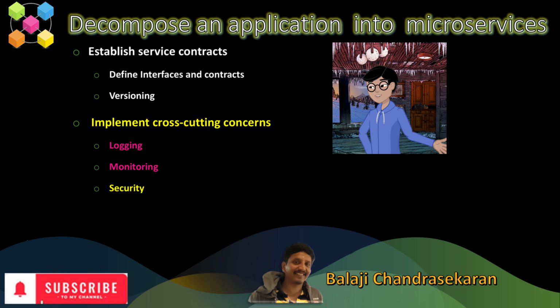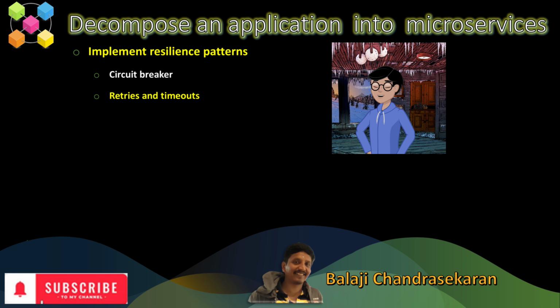Implement security measures like authentication and authorization at both the API gateway and the service level. OAuth 2, JWT tokens, or other security mechanisms should be used to protect inter-service communication. Implement resilience patterns. Use circuit breaker patterns to prevent cascading failures across services. If one service fails, the circuit breaker will prevent other services from being overwhelmed. Ensure proper retries and timeouts in inter-service communication to avoid long wait times in case of service unavailability.